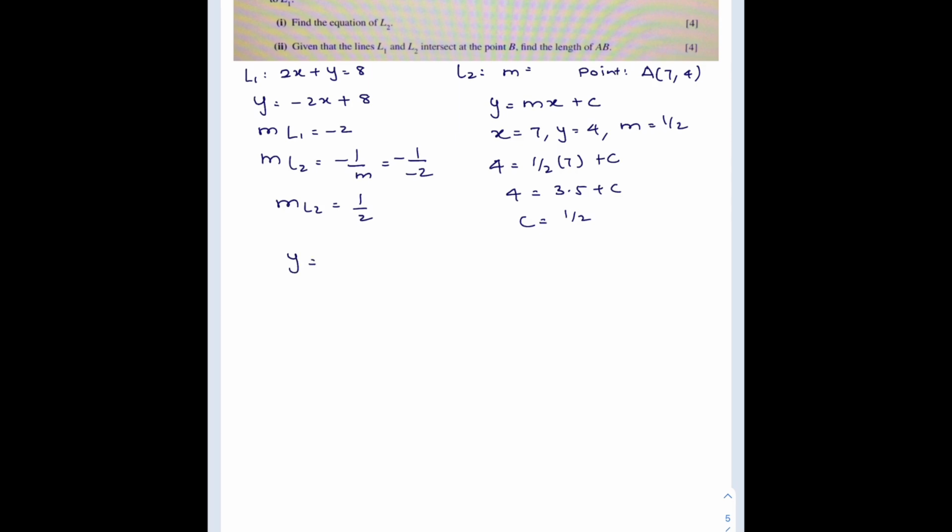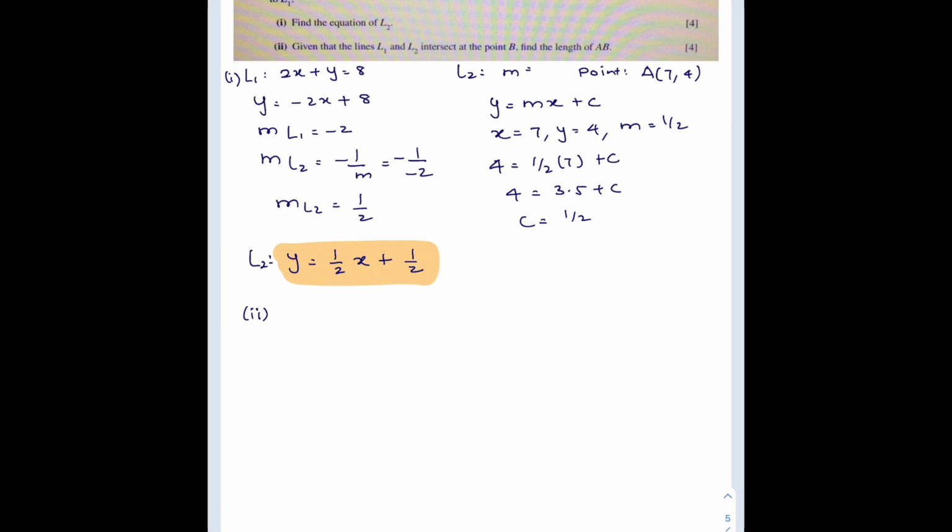So I can write half. So y equals mx plus c. M is half. X plus c is half. That's the equation of L2. Second part.